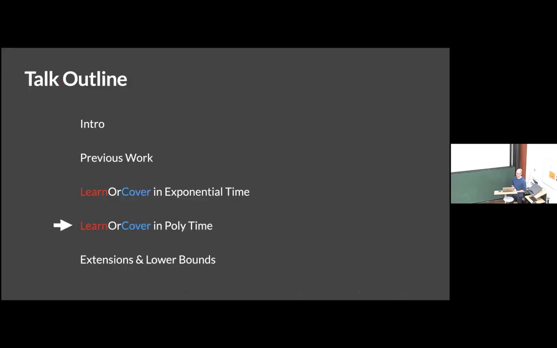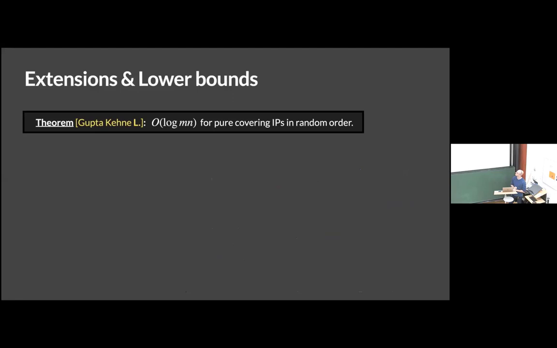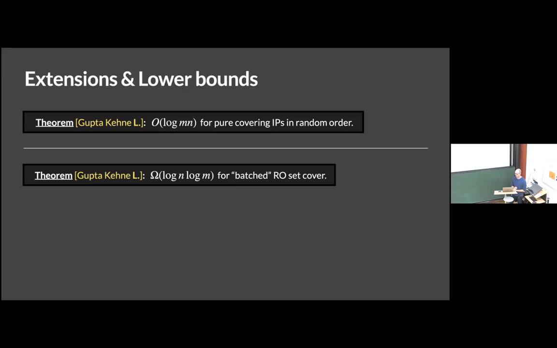Okay. Good. So yeah, I have a lot of time left, but let's briefly talk about extensions and lower bounds. So this is the theorem that I claimed at the beginning. In fact, we show a stronger thing. We show that for pure covering IPs in random order, we can get this log mn bound. And this is really the full theorem that we prove.